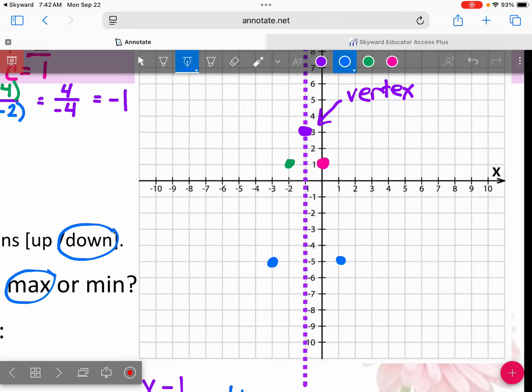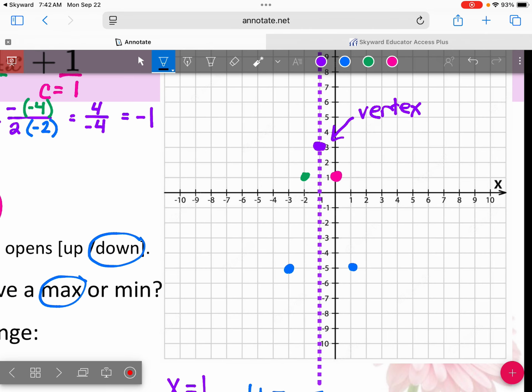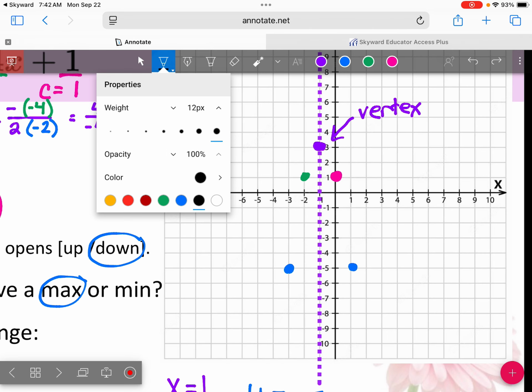I could do more. I could find what happens at x equals 2. I could find what happens at x equals 3. And if we need more points to see what's going on, we absolutely can do that. Right now I can see what's happening. And we can see that this is, whoa, way too chunky of a pen.